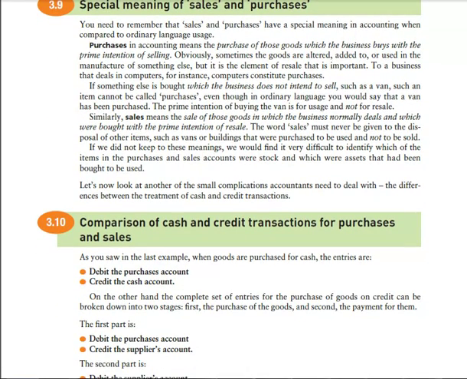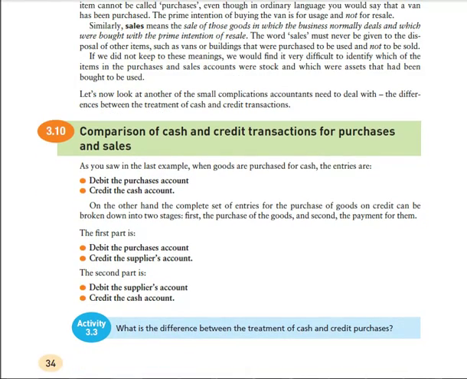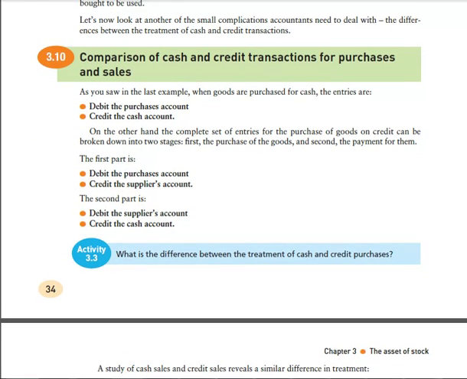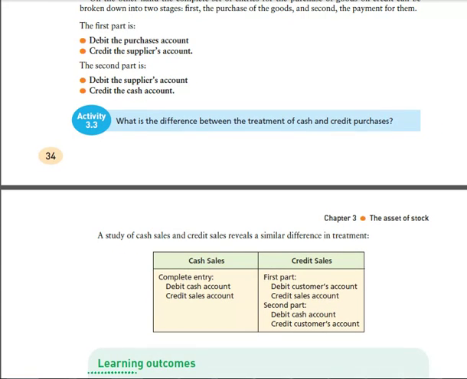Now, comparison of cash and credit transactions for purchases. This we sort of covered when we were doing the examples. So the purchases or sales of goods can either be in cash or on credit. No matter if it's on credit or cash, the purchases and sales account entries would be the same. It's only the corresponding entry which would hit either the cash account or the debtor's or creditor's account. So it's explained here, and we went through it in more detail in the examples as well. So we'll move on to the difference.